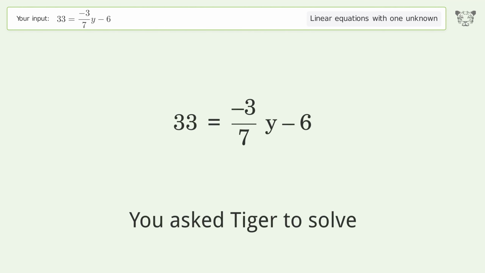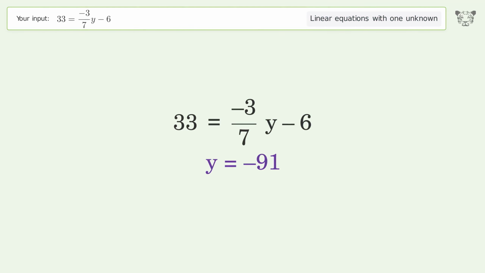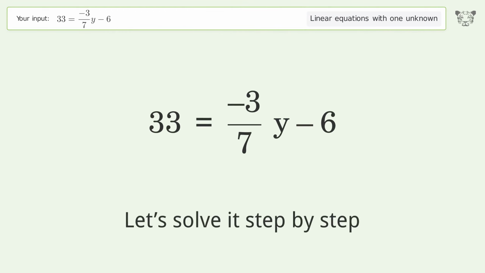You asked Tiger to solve this. It deals with linear equations with one unknown. The final result is y equals -91. Let's solve it step by step.